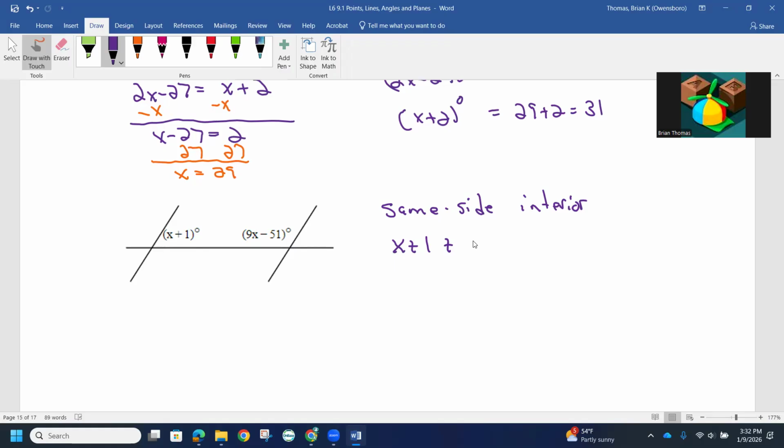So that x plus 1, and we're going to add to that 9x minus 51, and I'm just going to drop the degree symbol. And we know that those two angles have to add up to 180 degrees. So there's our equation. Now we have to combine like terms. The x and the 9x would give me my 10x.